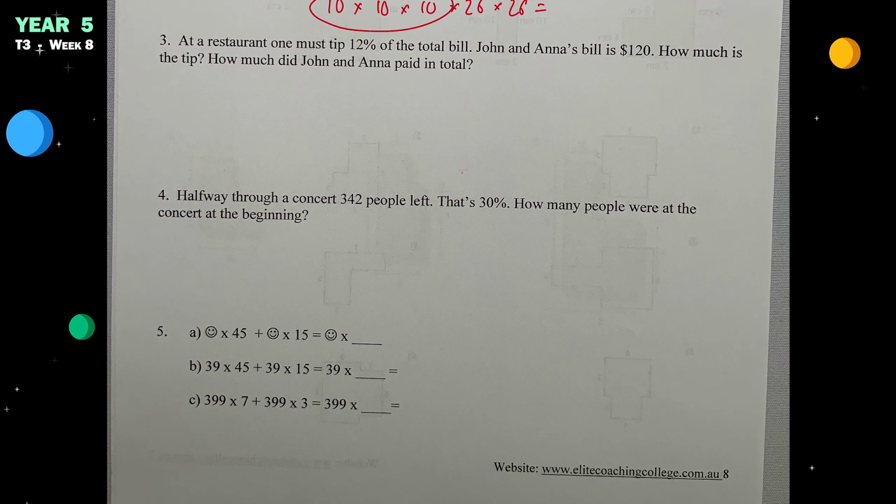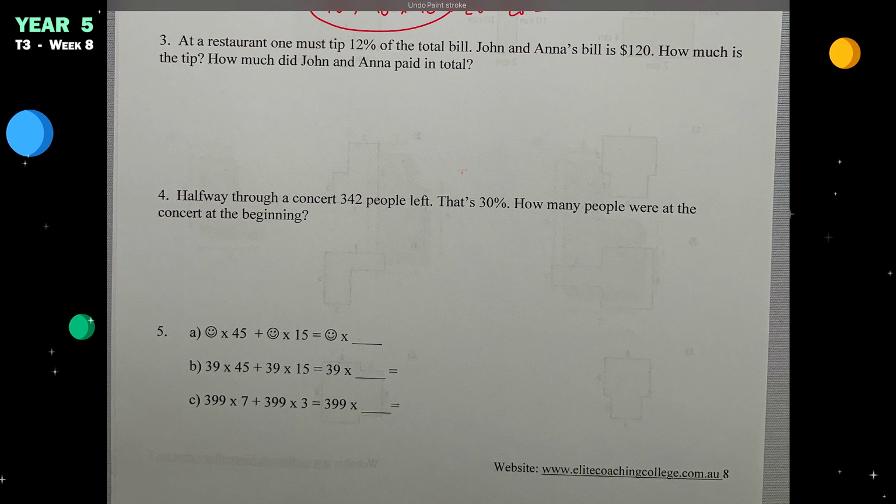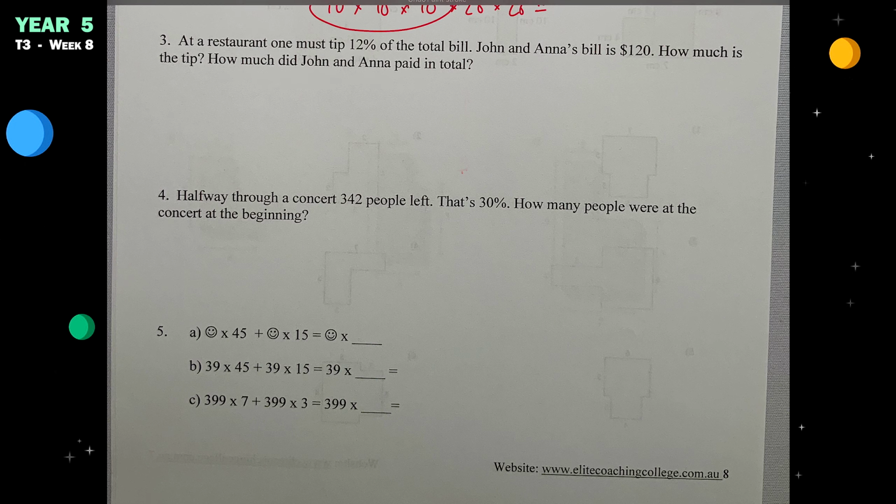Question 3. At a restaurant, one must tip 12% of the total bill. John and Anna's bill is $120. How much is the tip? How much did John and Anna pay in total? Hold on. John and Anna's bill is 120. Ah, okay. So this part was a bit confusing because the total is given to us already, but they meant the total with the tip. They should have made this question a bit easier to understand for some.